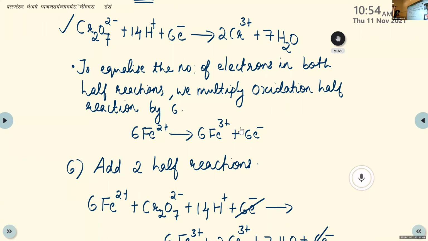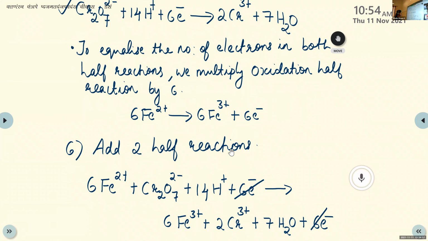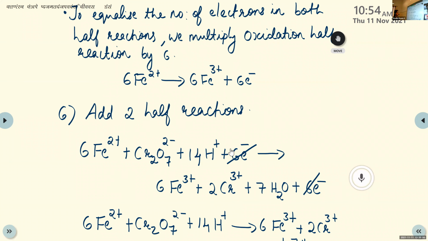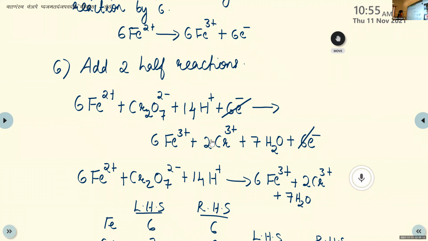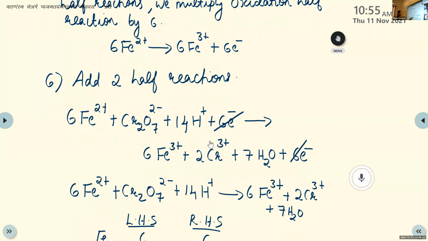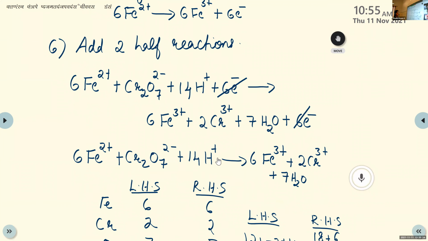So 6 Fe2 plus Cr2O7 2 minus plus 14H plus plus 6 electrons give 6 Fe3 plus 2 Cr3 plus 7 H2O plus 6 electrons. The 6 electrons on both sides will be cancelled. So the final equation: 6 Fe2 plus Cr2O7 2 minus plus 14H plus gives 6 Fe3 plus 2 Cr3 plus 7 H2O. Now you need to again check the number of atoms and total ionic charge on both sides to verify this. So that's the second method.